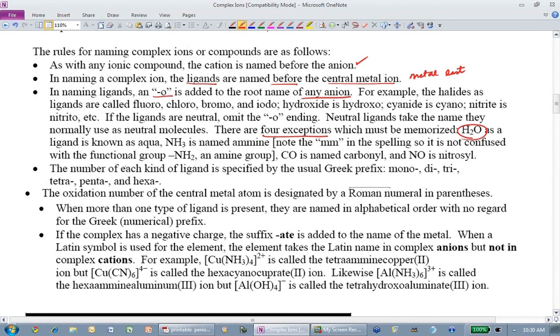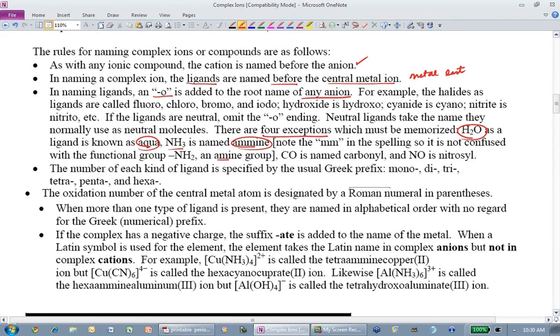H2O is not water in here, it is aqua. NH3 is not ammonia, it is amine with 2 M's. And that 2 M spelling, like I said earlier, is so that you never confuse it with the functional group in organic chemistry, NH2, as in the single M amine group, as in amino acids, which you've heard of.